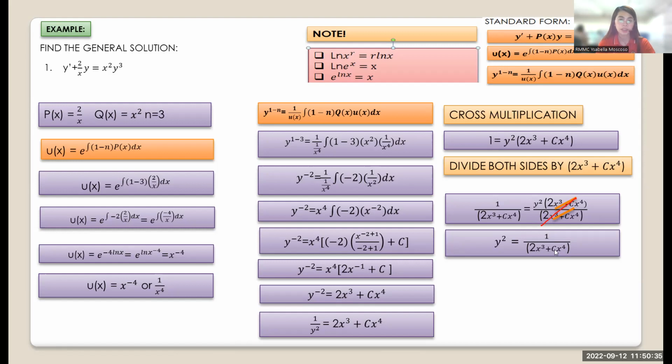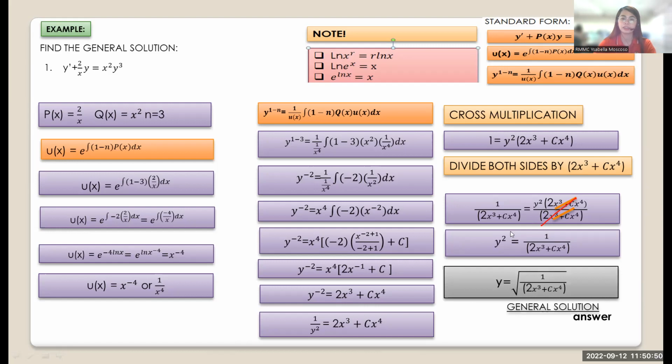So my question is, can you still simplify the equation? The answer is yes. I want to reduce or I want to deduct this y exponent here, sa taas natin. So what we are going to do ba? That is, ira-radical natin siya, both sides. Therefore, we can conclude that the general solution for the given problem is y is equals to the square root of 1 over 2x cubed plus cx raised to 4.